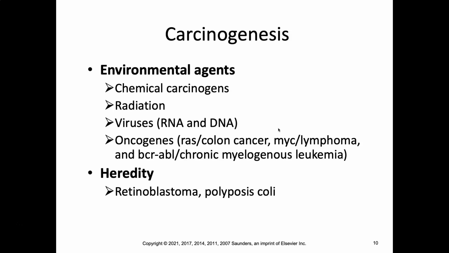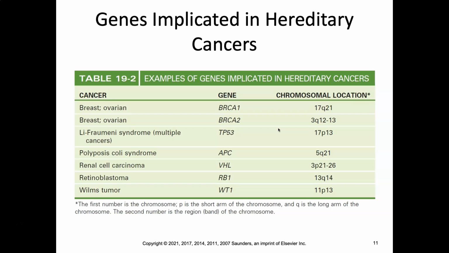And some examples of those are on top of page 751 in table 19.2 right here. These are genes that are implicated in hereditary cancers. You may have heard of women who choose to get radical mastectomies, even though they don't have cancer, when they find out they have gene BRCA, either 1 or 2. What they're hoping to do by taking away the breast tissue is keep that gene from playing out.